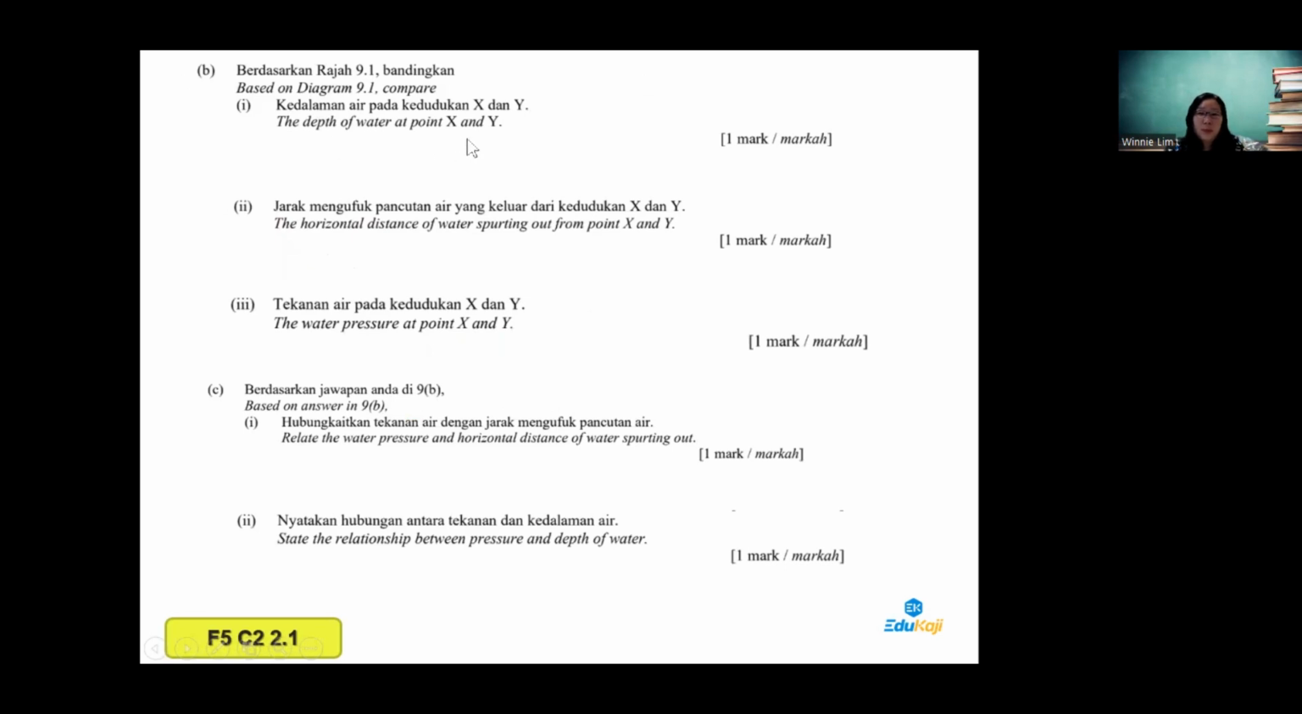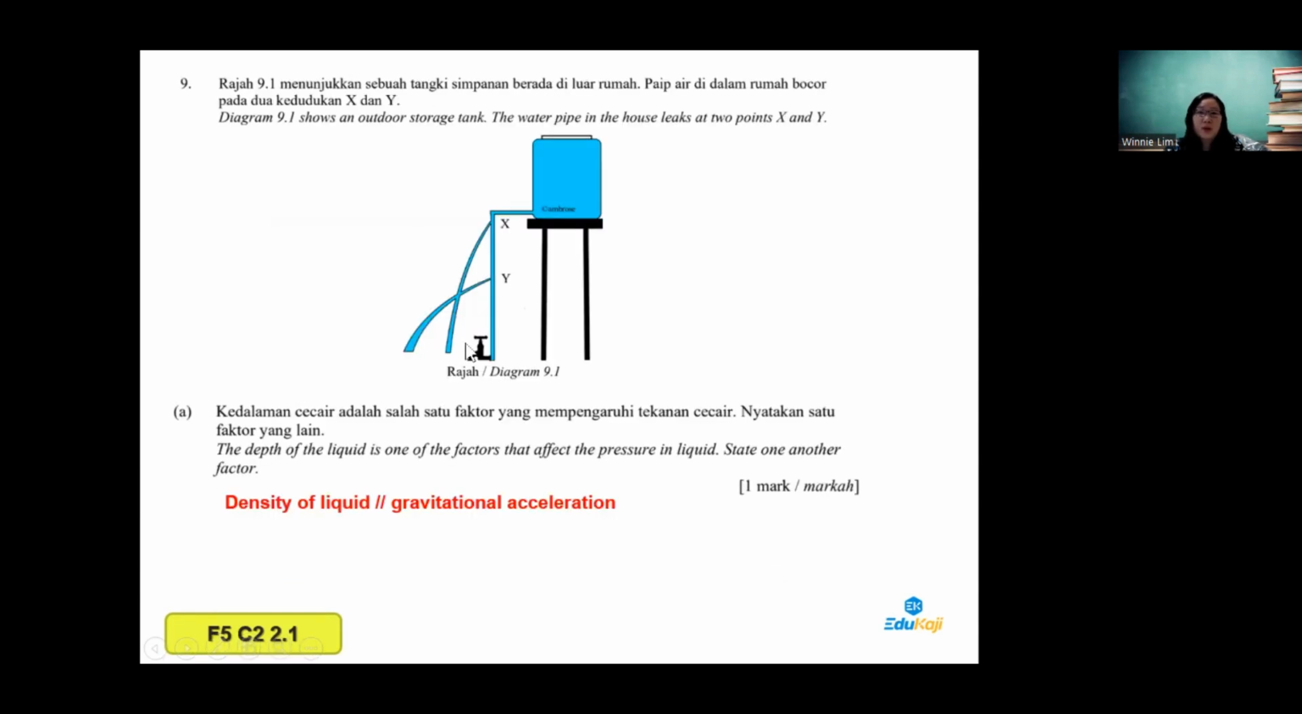The depth of water at point X and Y, the horizontal distance of water spurting out, and also the water pressure. So first, depth. Depth is referring to the distance from the surface of water to that point. So which one is greater, X or Y? The depth for Y is greater. So you all don't misunderstand. If you misunderstand this, h is height, and height is actually measured from here. Then actually Y will be shorter. So don't confuse the terms.